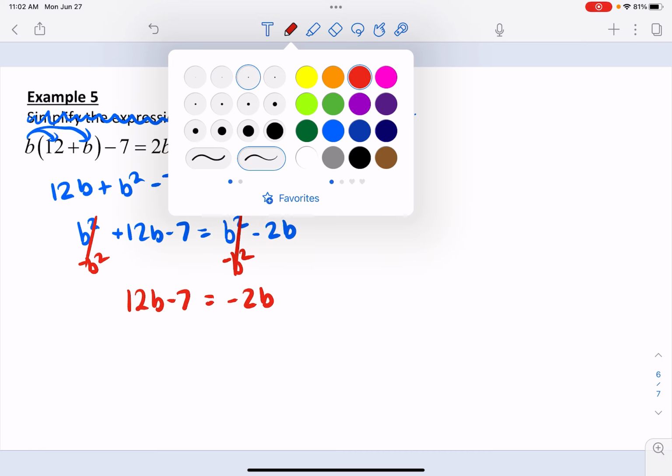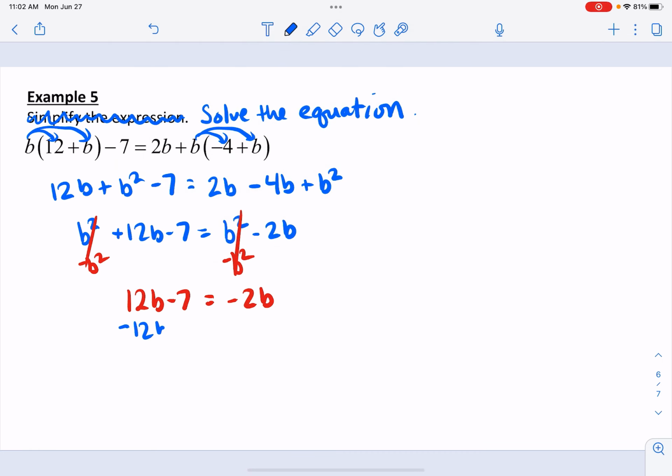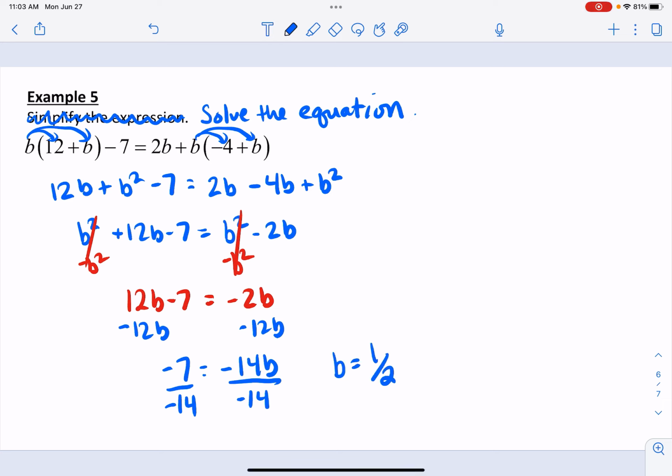If I subtract a 12b from both sides, I get a negative 7 equals a negative 14b. Divide by negative 14. Now be careful here. This is not 2. It is a 1/2. So be careful when you're dividing that.